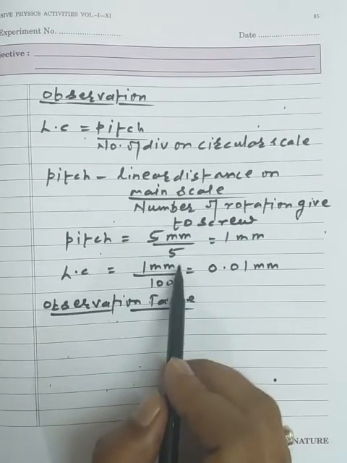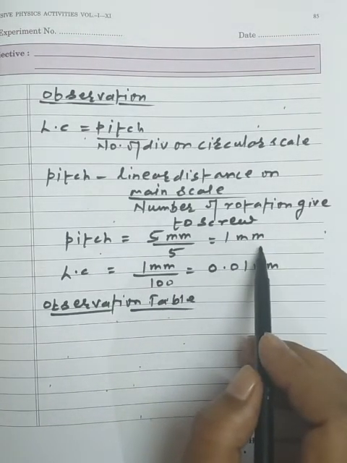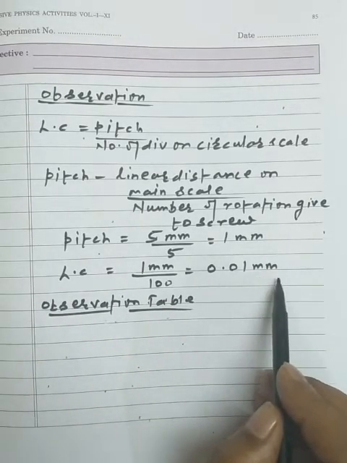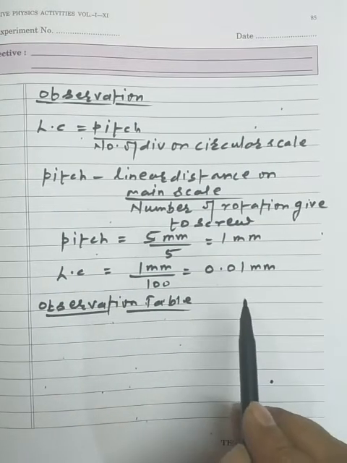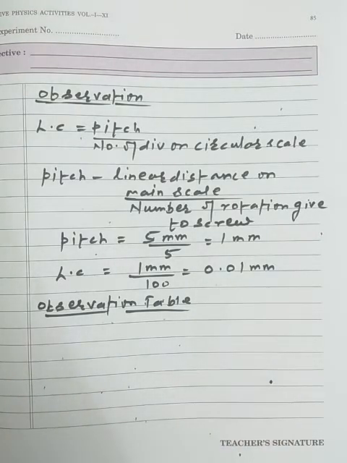So it comes 5 mm divided by 5. So the 1 mm linear distance pitch is there. As I am just solving it, it comes to 0.01 mm. Now we have the task to make the observation table, and from which we can make the measurement.